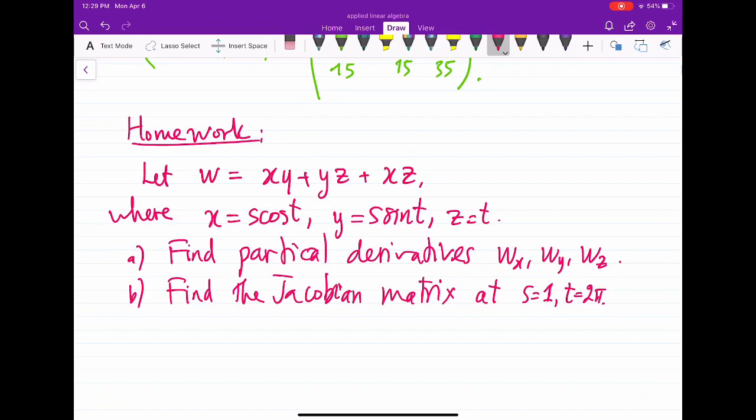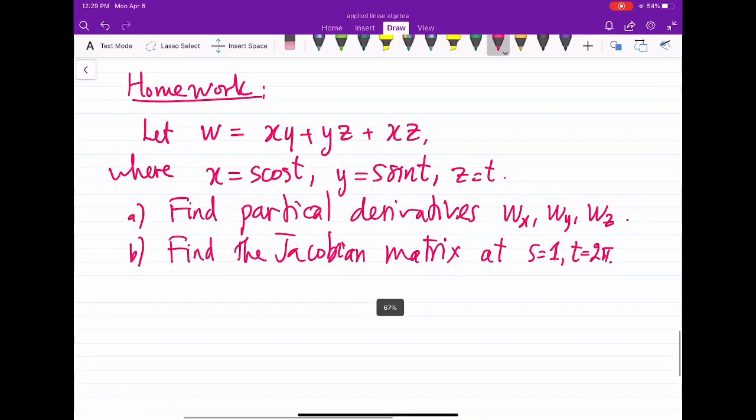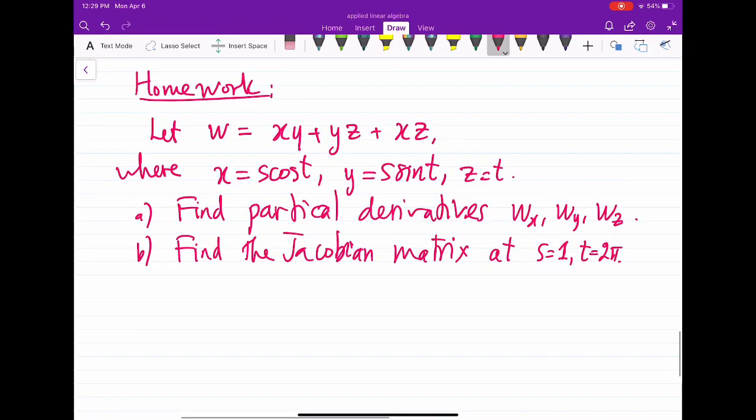All right, so I have a homework for you. We have function w equal to xy plus yz plus xz, where x is s cos of t, y is s sin of t, and z is t. Please find the partial derivatives of w with respect to x and y and z, and find the Jacobian matrix at the point s equal to 1 and t equal to 2 pi.